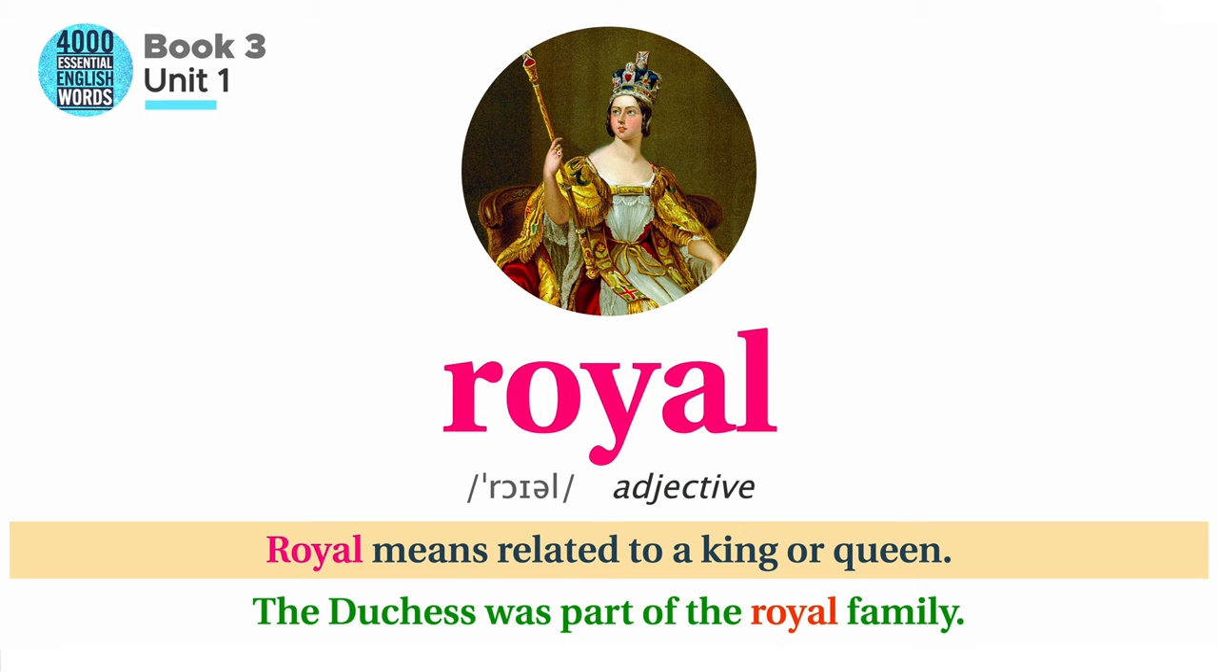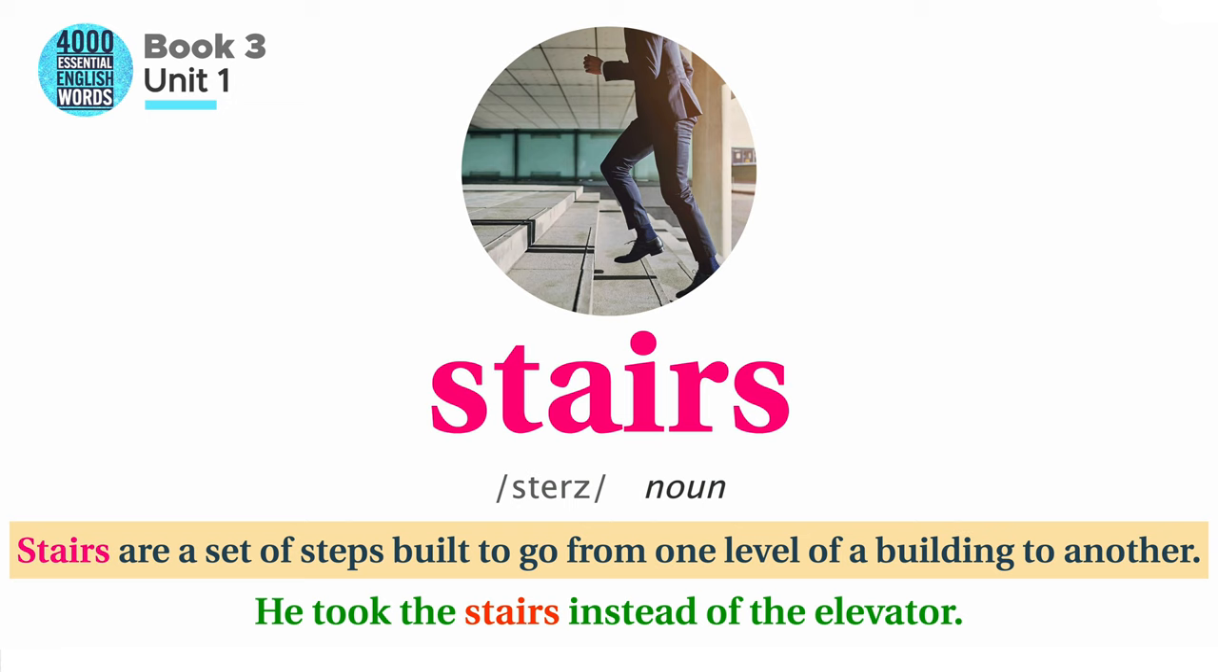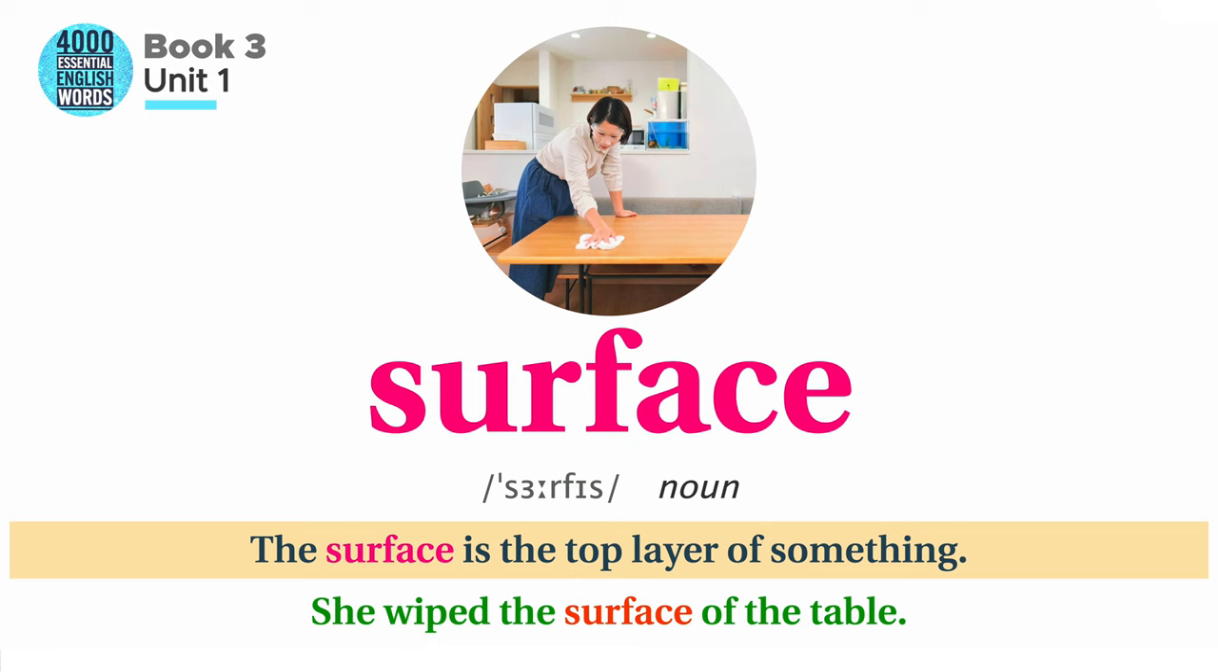Sole. A sole person or thing is the only one. She was the sole woman in the room. Stairs. Stairs are a set of steps built to go from one level of a building to another. He took the stairs instead of the elevator. Surface. The surface is the top layer of something. She wiped the surface of the table.